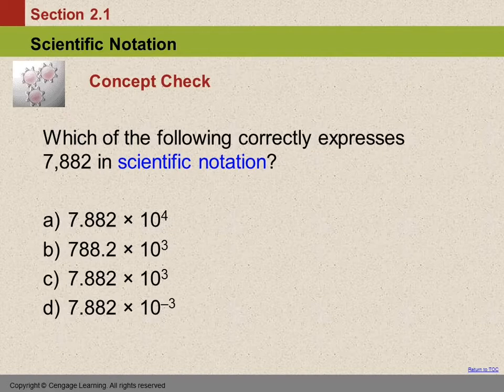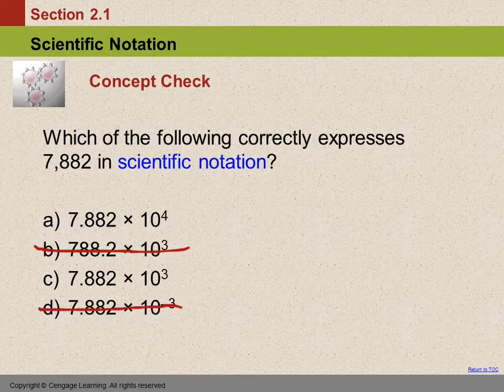B. What's wrong with B? The decimal point's in the wrong place. It needs to be after the 7. So we can just knock B out of the running right away. Is there another one that you can see that can't be correct? D is the other one that's obviously wrong, that you don't really have to do the problem, because that negative exponent means the number is a small number, right? 7,000 is a large number. So the sign on the exponent's wrong. That one's wrong.